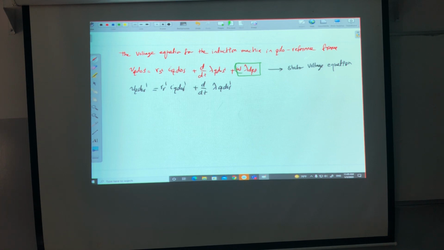Now remember, this was due to the derivation of theta. Now I don't have theta, I have beta, so I need to differentiate beta. So this term will be omega minus omega r. So here I will have plus omega minus omega r, and the same lambda dq r dash. It will be the same, except that the angle between the axes is not the same. In the first one, it was theta; here, it's beta.